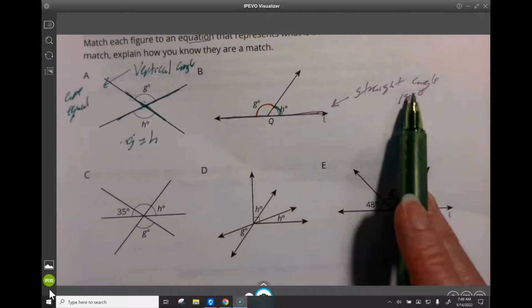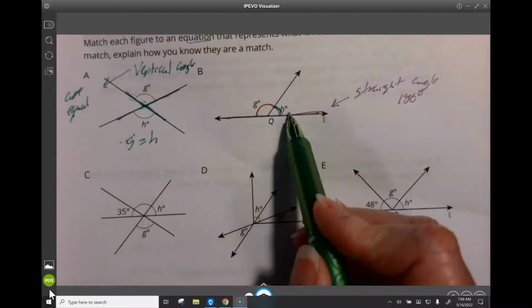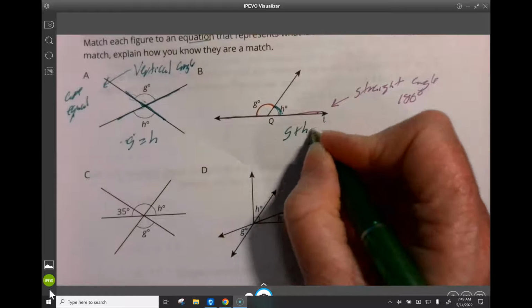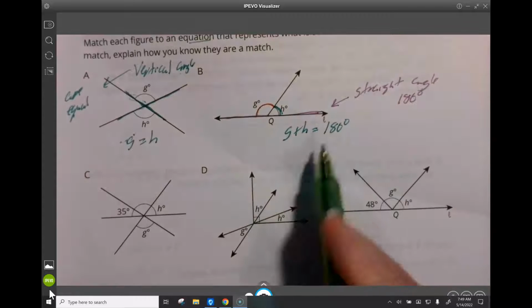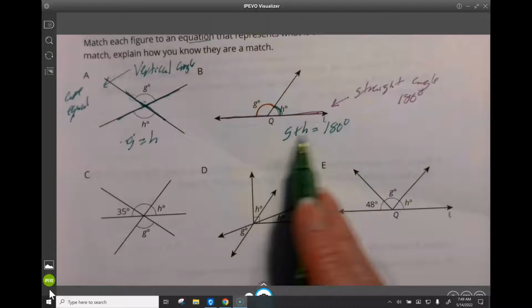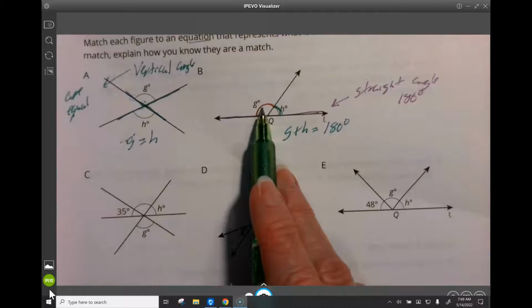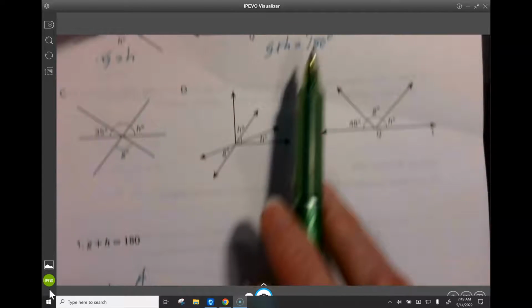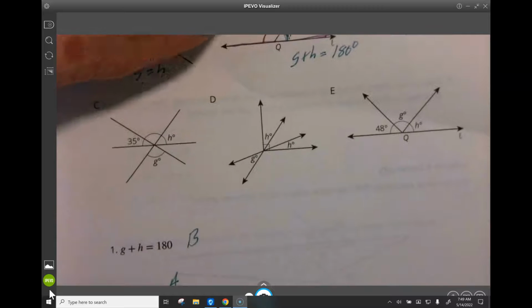Okay, so here we go on this one. If the whole thing is 180 degrees, that means I would add these two together. So this gives me G plus H is equal to 180. Since these two angles equal 180, that means they're supplementary. They don't ask us for that, but I just want to keep reiterating some of those concepts. So those have to equal 180. Let's look at our equations. We have G plus H equals 180. That's B. Do we have any others that look like that? Nope. So we keep going.